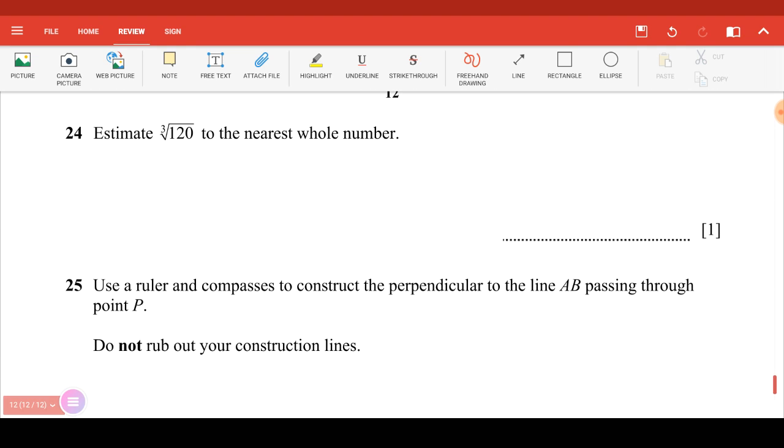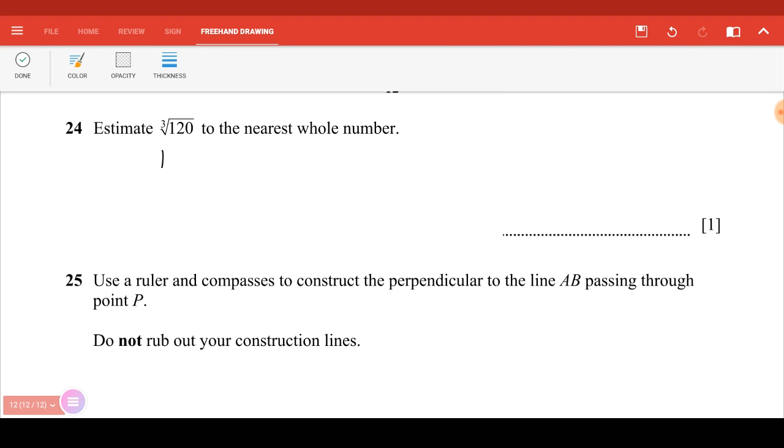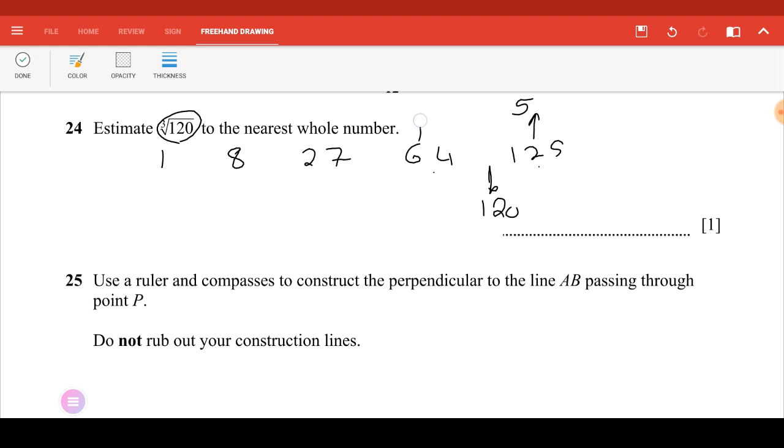We have the last 2 questions. Estimate. Okay, guys, this is the cube root, and I told you the cube numbers are 1, 8, 27, 64, 125. This number is between 64 and 125, and this is 4, this is 5, and it's closer to this, so the answer to the nearest whole number is 5.